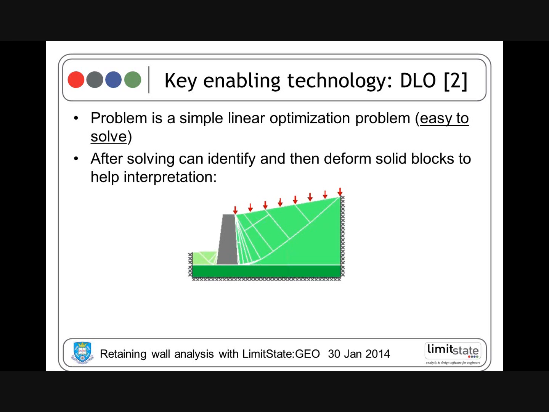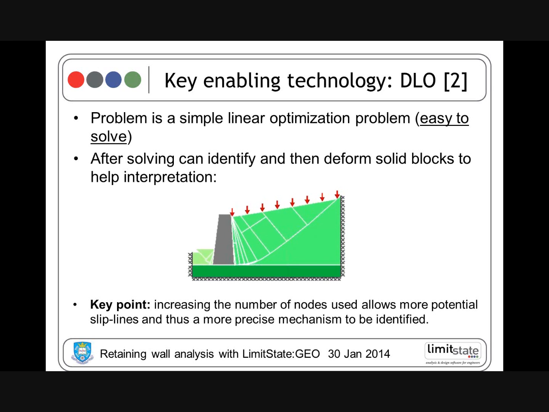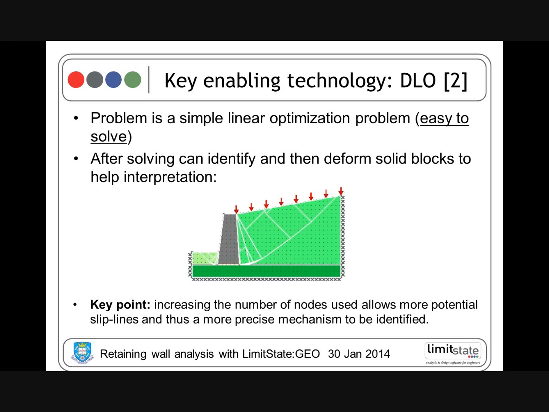And what the software does is, having identified the critical layout of slip lines, it can then turn those back, if you like, into solid sliding blocks, which are then animated to help interpretation, as we can see here with this example of a gravity wall. But the key point here, in terms of understanding the method, is really that connection between the number of nodes, the number of potential slip lines, and then the complexity of the mechanism that can then be identified. So the more nodes you put in, the more precise the solution you're going to get.